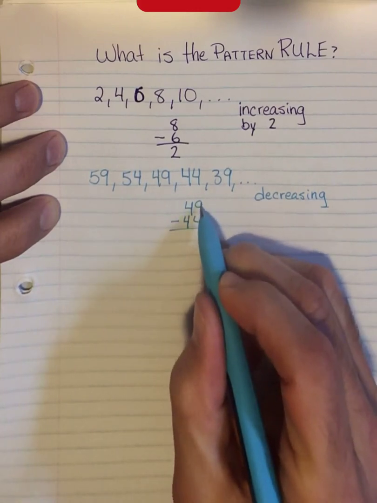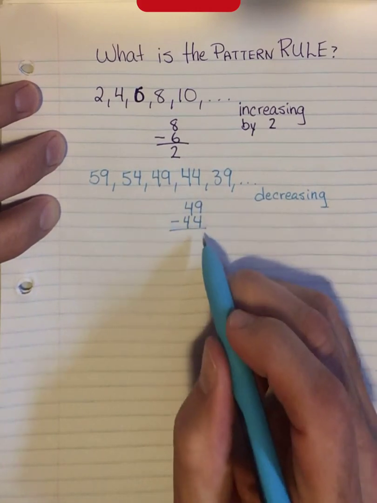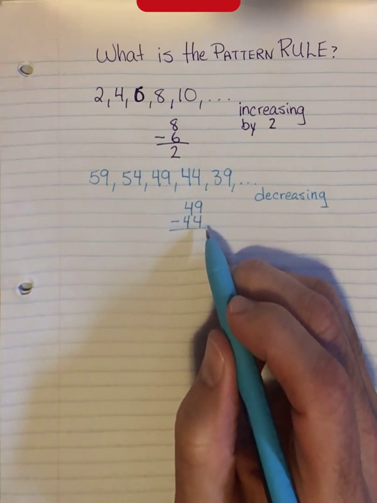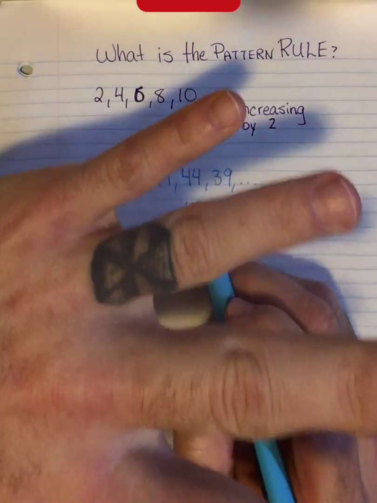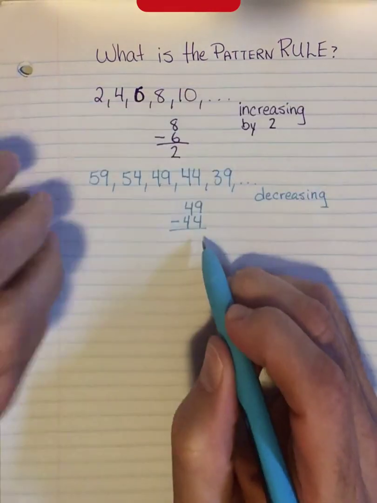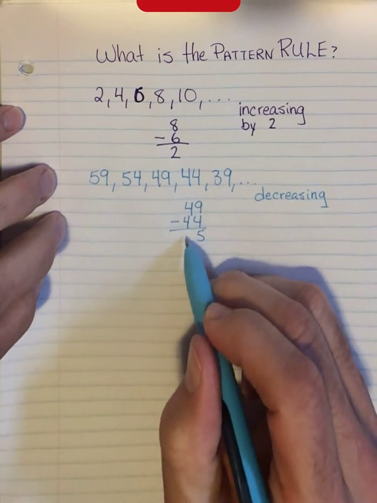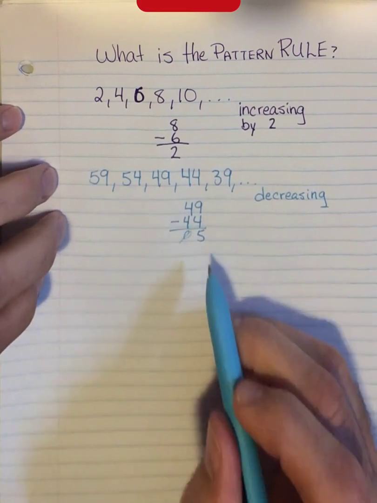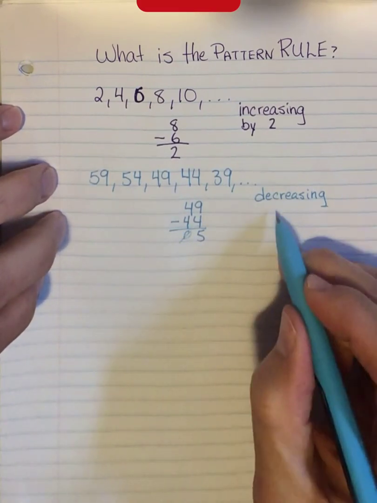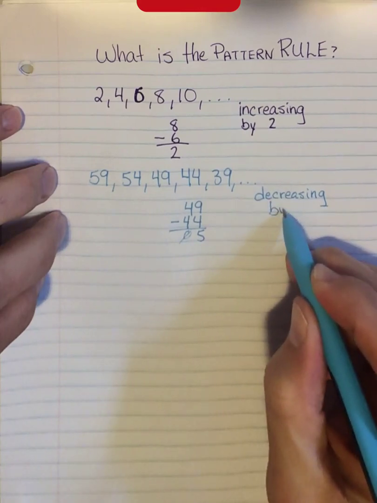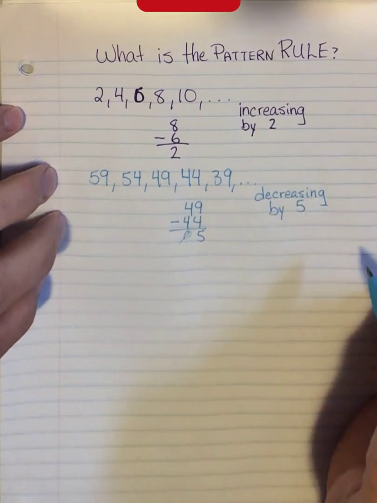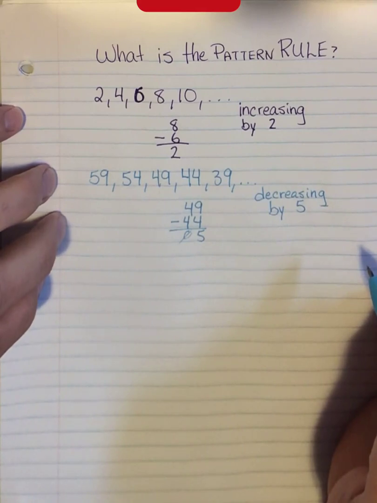All right, 9 take away 4. I count up from 4, 5, 6, 7, 8, 9. That gives me 5 fingers. 4 take away 4 leaves me with 0. So I have a 5. So this pattern is decreasing by 5. All right. What is the pattern rule?